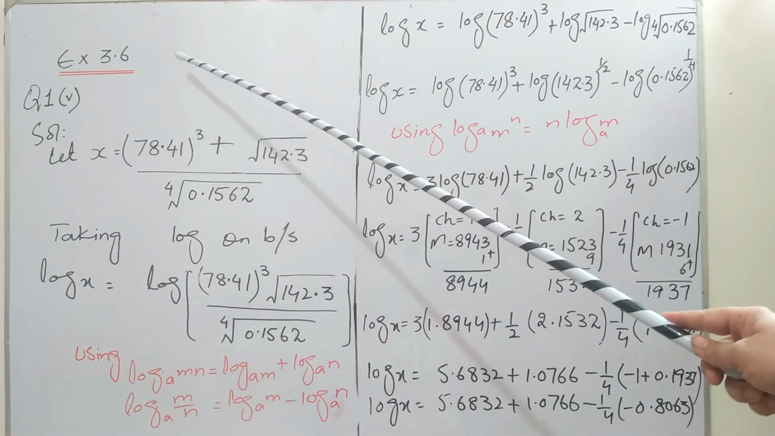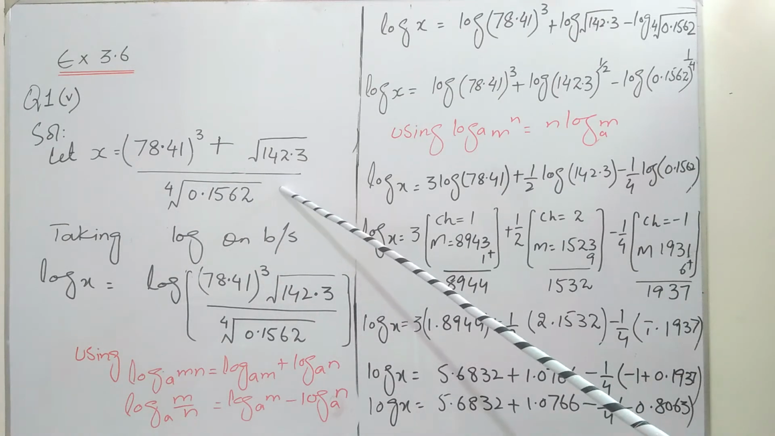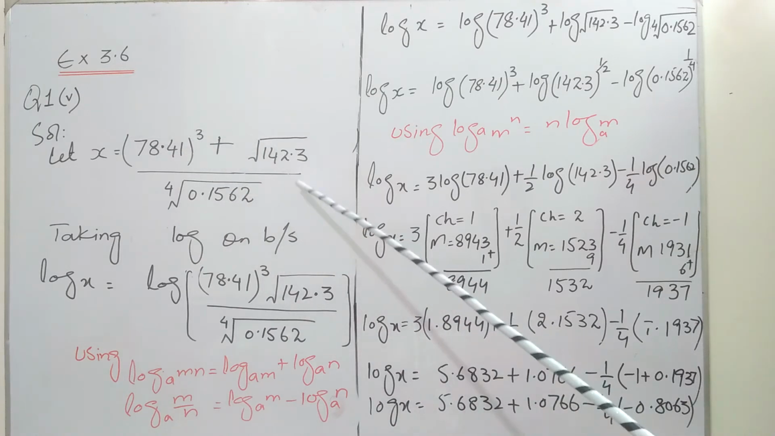Bismillahirrahmanirrahim. Exercise 3.6. This is question number 1, part 5. We have to find the value of this expression. So first of all, we let this expression equal to x. So x is equal to this value.